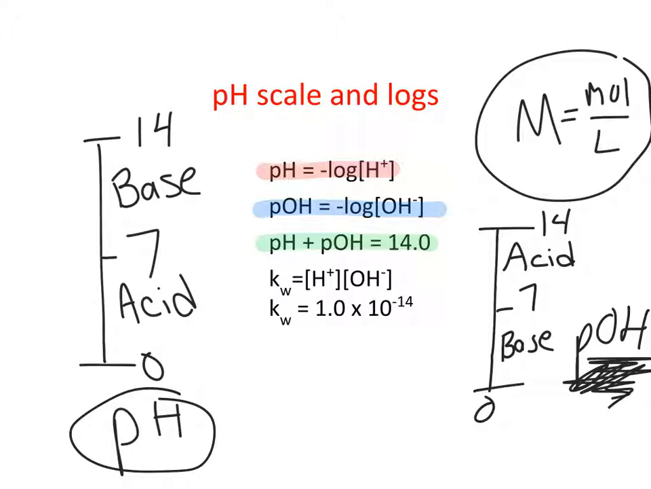So if I have something on the pH scale, let's say it's right there and it has a pH of 2. It's an acid. Well, on the pOH scale, it's still an acid, but its pOH would come out to about 12. So that's the difference. It's going to have a low pH, but it's going to have a high pOH. So we can use that middle equation to get from pH to pOH.